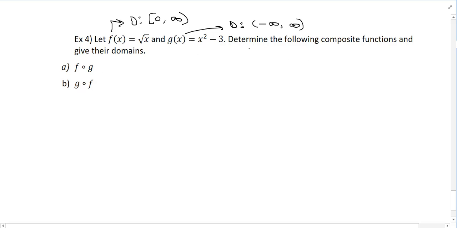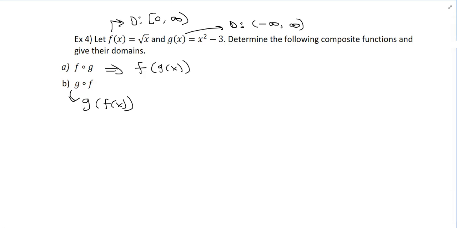Okay, so determine the following compositions of functions. So f circle g, so that means f of g of x. And g circle f means g of f of x. If you find the little circle notation confusing, you can always just change it to the more traditional function notation. So f of g of x.